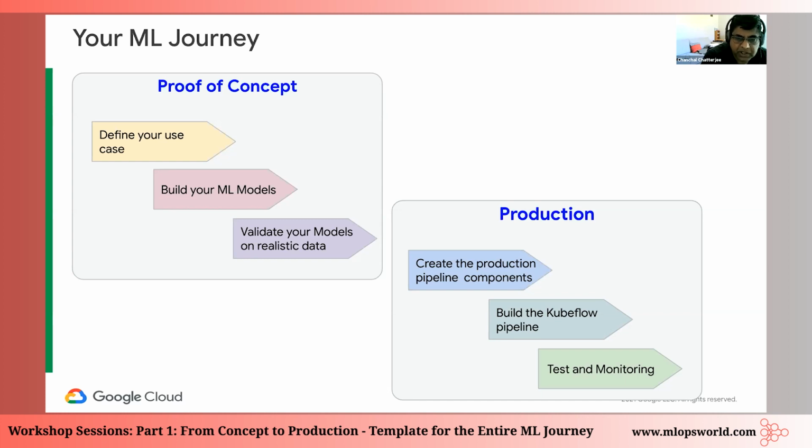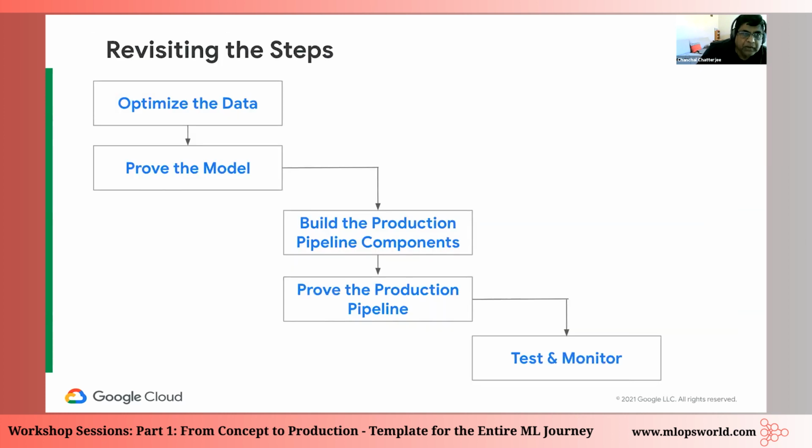Then in the production stage, we'll create production pipeline components and build the Kubeflow pipeline. And we'll do test and monitoring of that. I don't think we'll have time to cover test and monitoring, but at least we'll be lucky to have the Kubeflow pipeline fully operational at your end. Maybe we can do a separate session sometime in the future on test and monitoring, which is a big, vast topic. So revisiting the steps: optimize the data, prove the model, build the production pipeline, prove the pipeline, and test and monitor. So I think we'll cover the first four in this session.